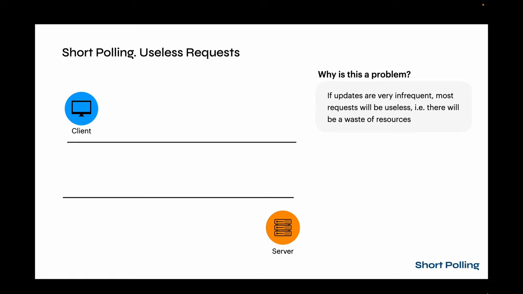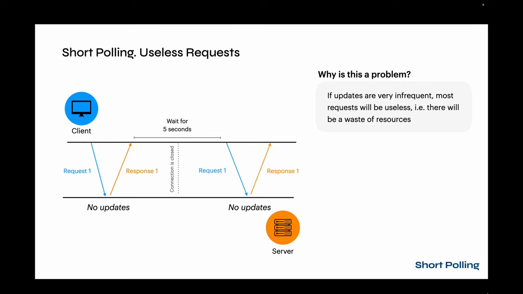The next problem with short polling is the occurrence of useless requests. We send a request to the server, but there are no updates. We wait 5 seconds and try again. We send another request and again, there are no updates. That's 2 useless requests already and it's just the beginning. With long polling or the push approaches, we avoid making these useless requests.